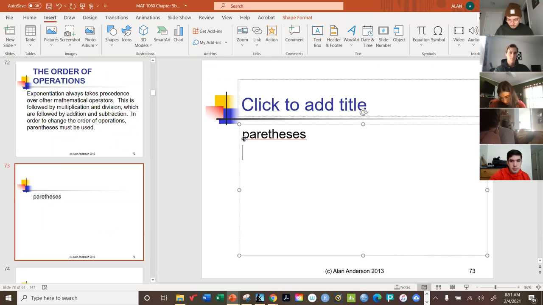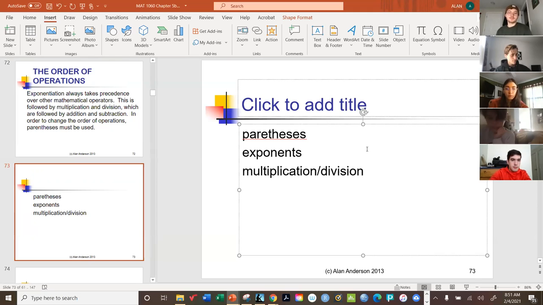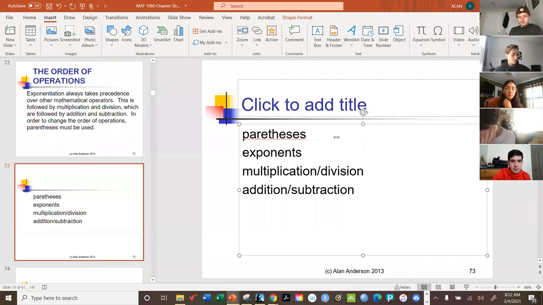What comes after parentheses in this order of operations? Oh, we have somebody who knows. Exponents. Okay, what's next? That's right. It's basically a tie between multiplication and division. And what comes last? Well, now we know by process of elimination, it must be addition and subtraction. That's right. You know it.